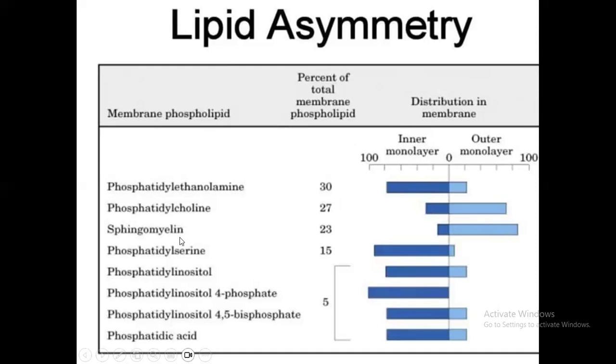Here we can see the representation of different types of lipids that are present in the membranes. As you can see, for example, phosphatidylethanolamine is present as a major component of the inner monolayer compared to the outer monolayer. Others, such as phosphatidylcholine, on the contrary, are more present in the outer monolayer compared to the inner monolayer. Thus, lipids are asymmetric in distribution.